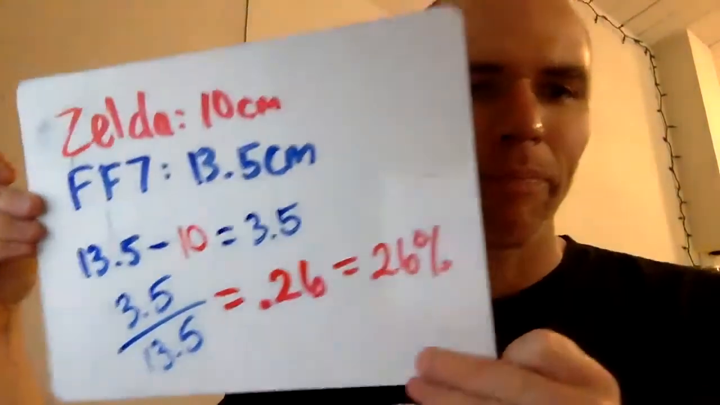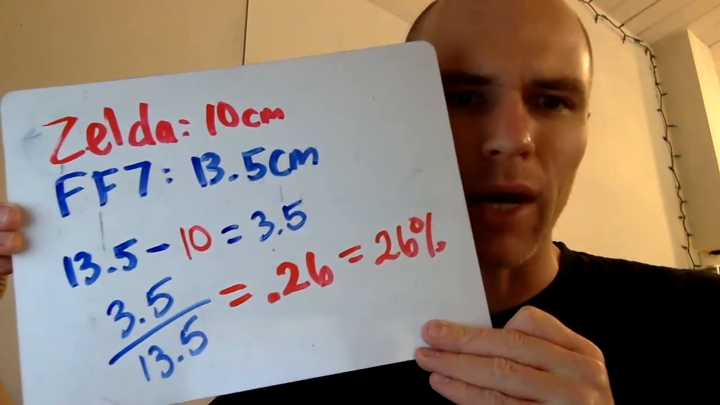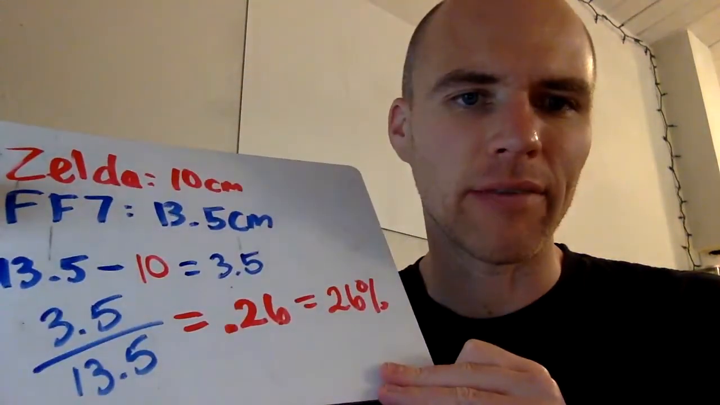And so my conclusion on this one would be that the Zelda case is 26% less wide or more narrow, whichever way you prefer to say that, than the Final Fantasy VII case. All right, those are just a couple of ideas of what you could use for this activity.